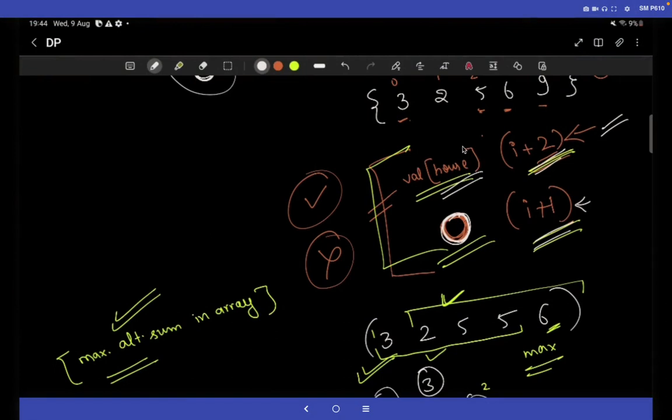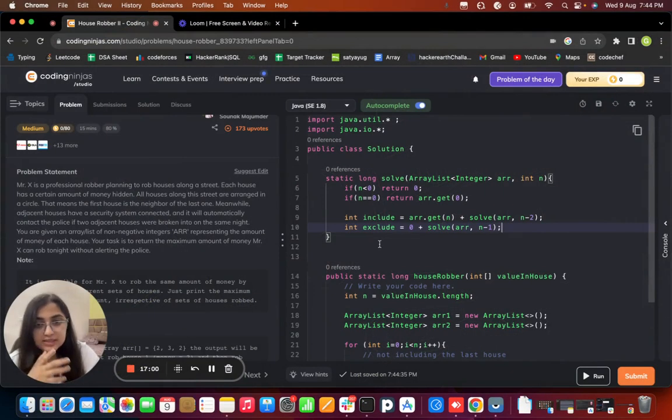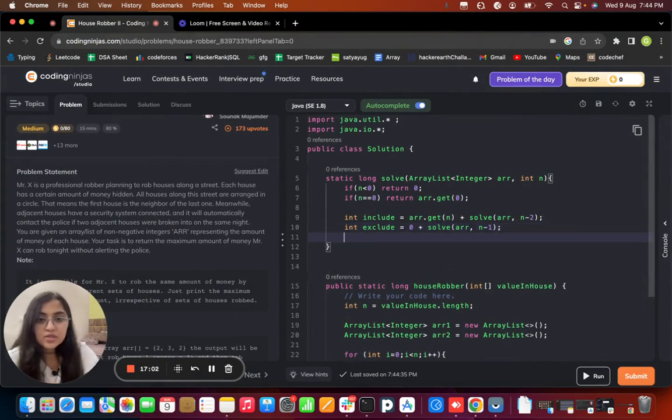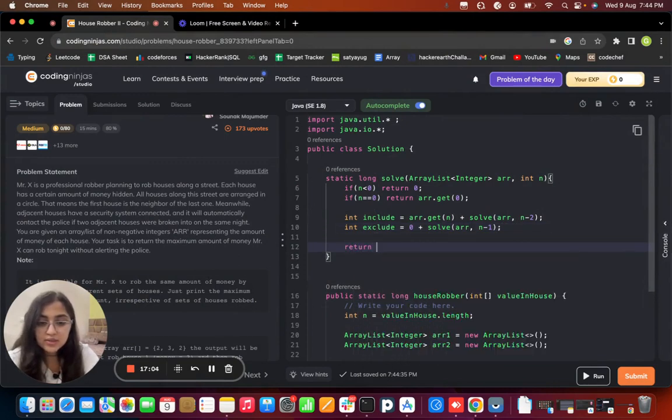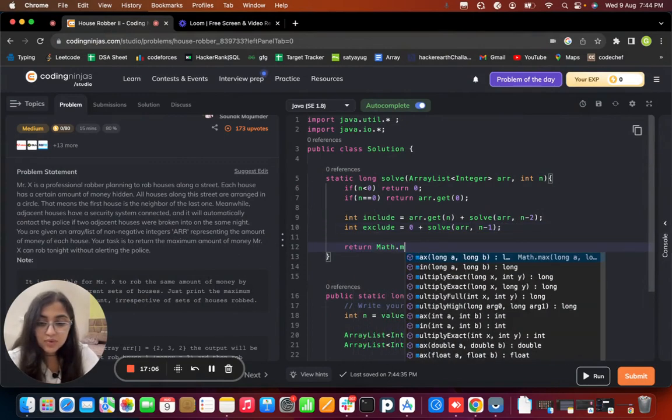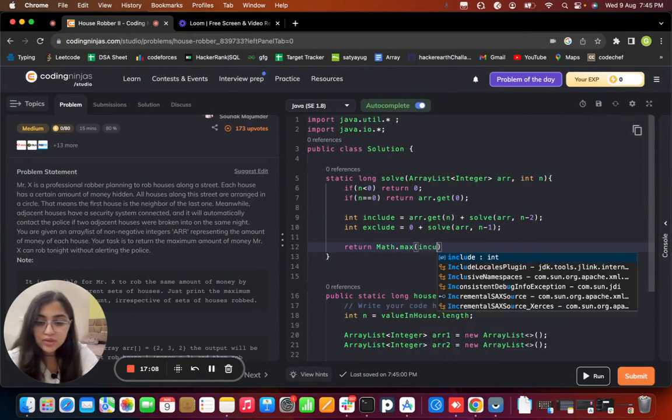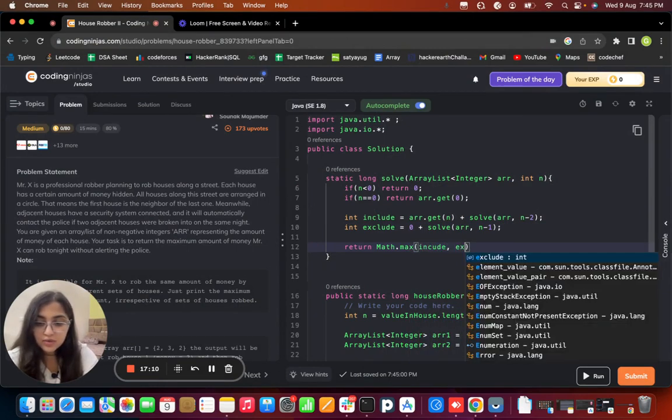The first one is, if we are going to include the value, we cannot include the next house loot, right? So that's why I'm writing i plus 2. Similarly, if we're not going to loot the house, the looted amount will be 0 and the next house we can loot, right? So these will be the two cases here. Got it? Now we just need to return the maximum of this include and exclude.